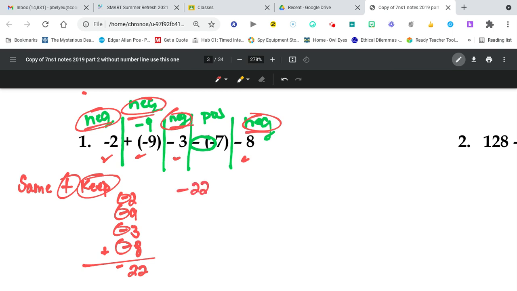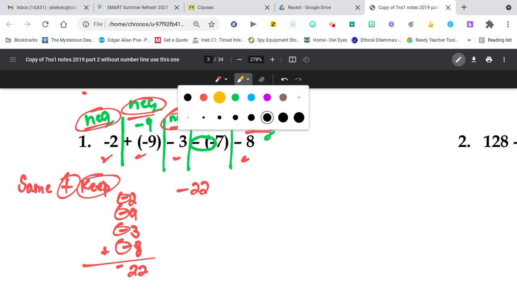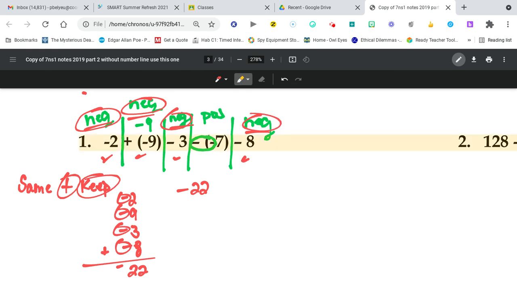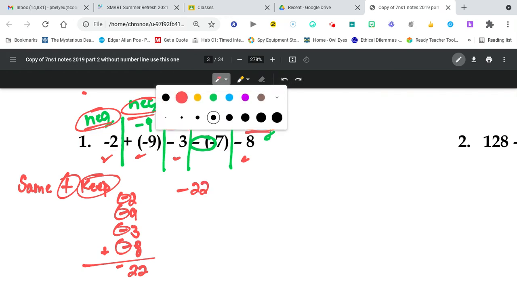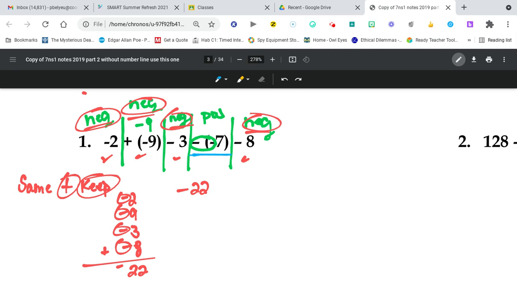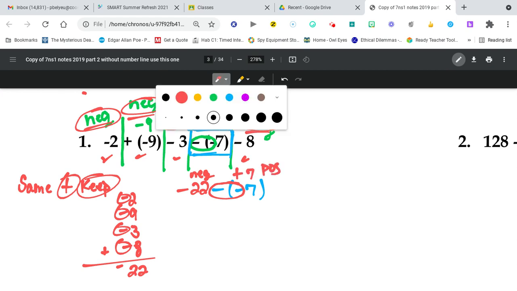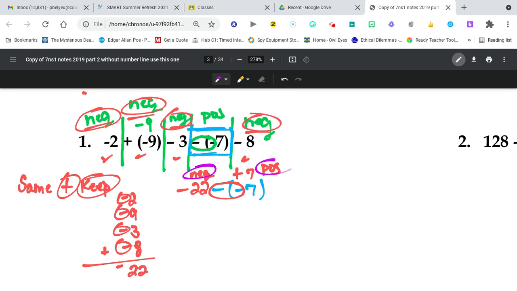But I still have this positive or minus this negative. Let me just do it this way. So I still have this part right here. Minus negative 7. Still have that. Okay? So we know this is negative 22, and minus a negative is the same as plus 7. So that's positive. Well, looking at the numbers that are remaining, these signs are not the same.